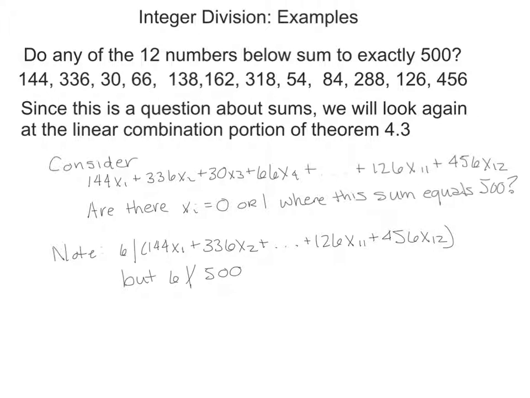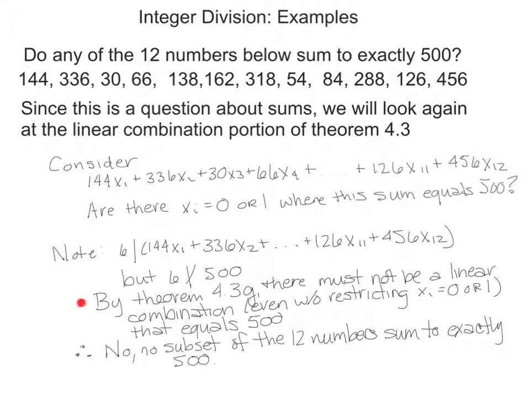Now I'm going to note that 6 divides these 12 numbers. So 6 should divide the linear combination of these 12 numbers. However, 6 does not divide 500. So by Theorem 4.3, there is no linear combination that equals 500. And that's any linear combination, even without the restriction of x sub i equals 0, 1. But if there's no linear combination, then certainly there's no combination with just x sub i equals 0, 1. So no subset of these numbers will sum to exactly 500.